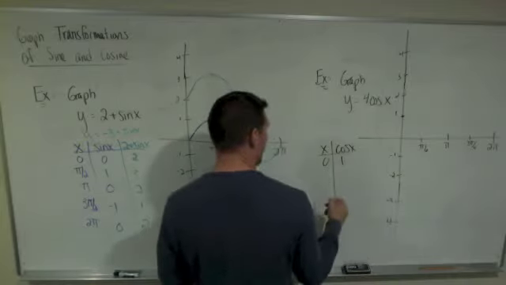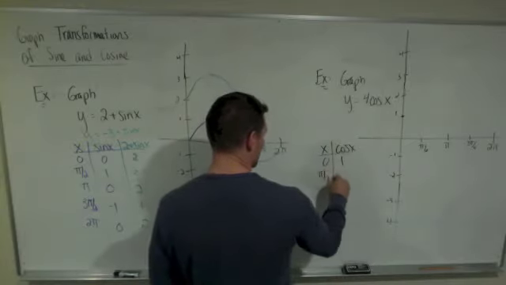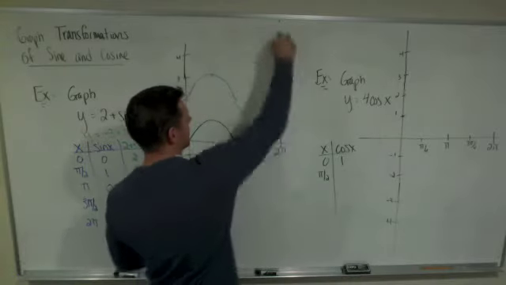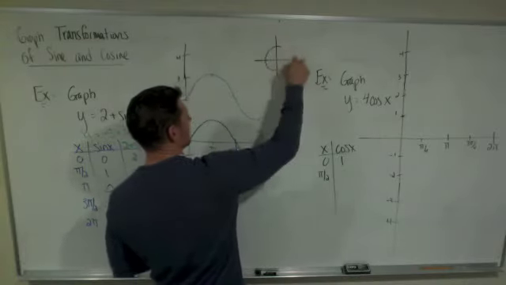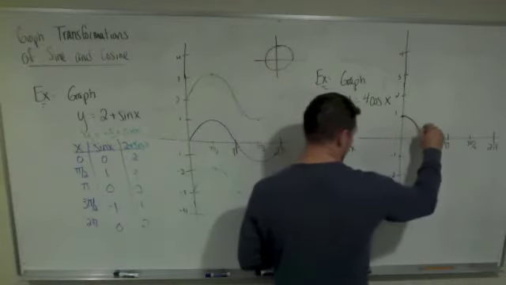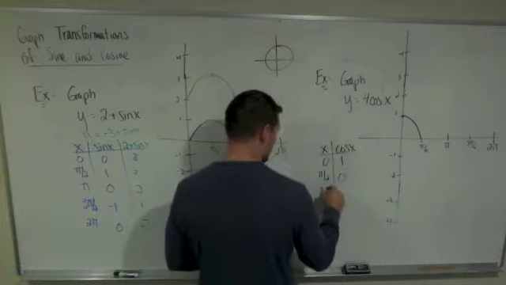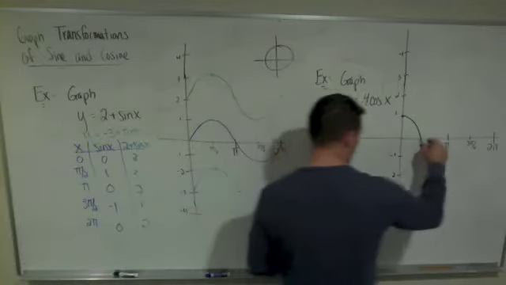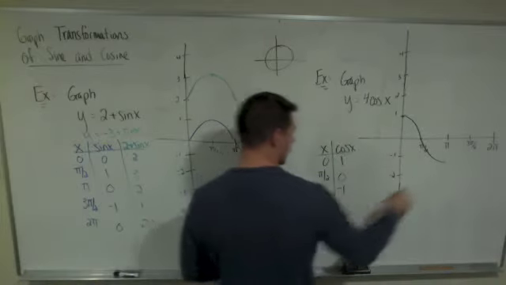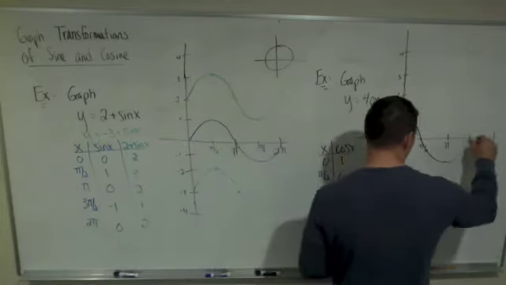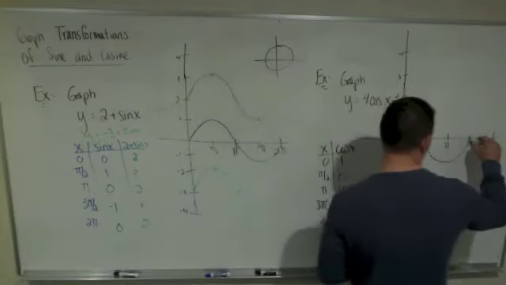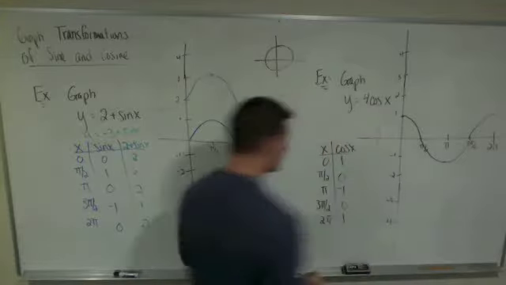Okay, if I put in pi over 2, well, cosine of pi over 2 is the x value when we rotate around the unit circle, right? We rotate around the unit circle to pi over 2. The x value is 0. So pi over 2, I get 0, and we get here. And if we continue on this, we put pi, we get negative 1. And if I get 3 pi over 2, I get back to 0. And then at 2 pi, I get back to 1. Now that's the standard cosine function.